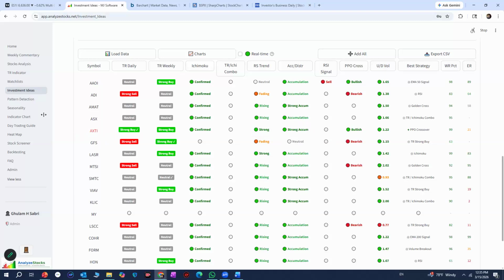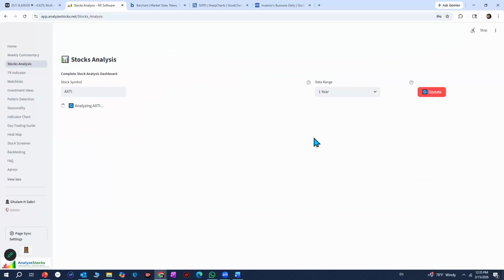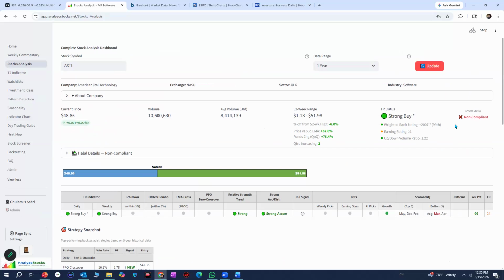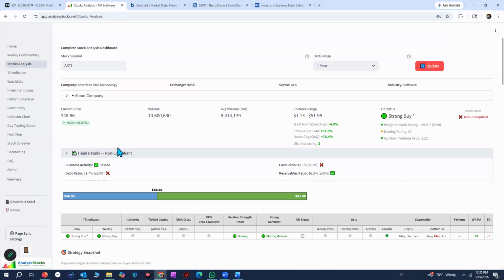Press AXTI, it will take you to the stock analysis page, with the indicator and all the details of AXTI. But unfortunately, there's something wrong with this halal compliance. We have to investigate a bit more here. There is a high debt ratio of 82%.